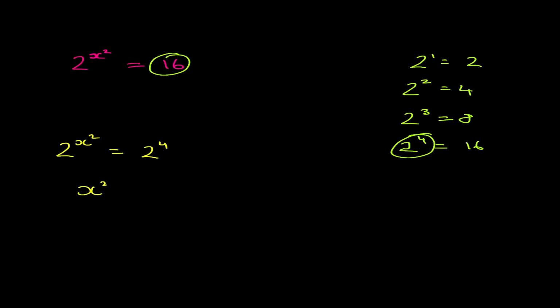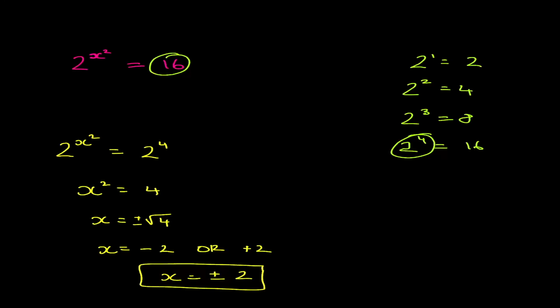And now we can just say their indices are equal to each other. So x squared equals 4. That must mean that x is the square root of 4. And never forget this, whenever you square root an answer, you always get two solutions, the positive and the negative. So the square root of 4 is either minus 2 or plus 2. So x equals either plus or minus 2.